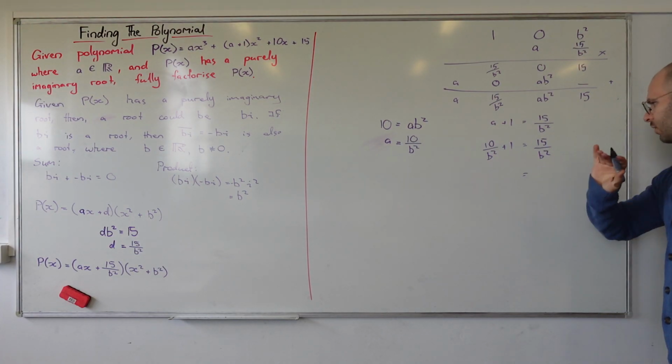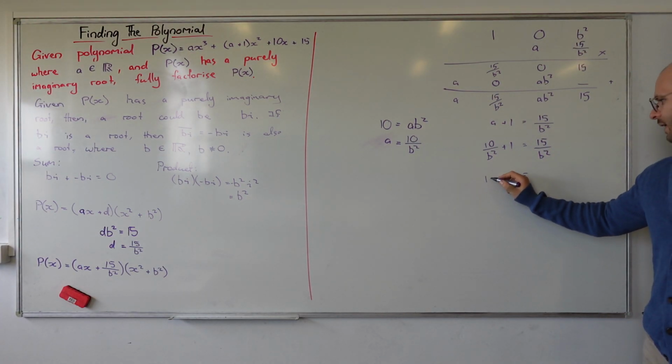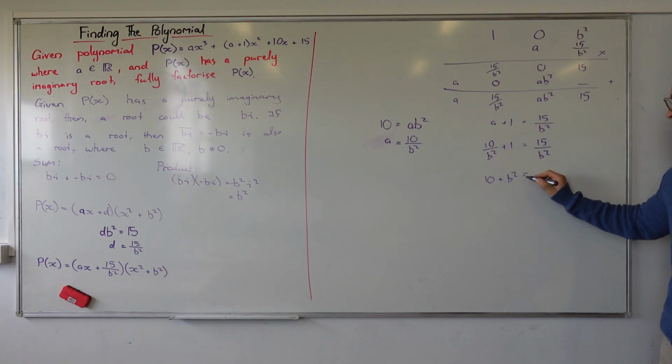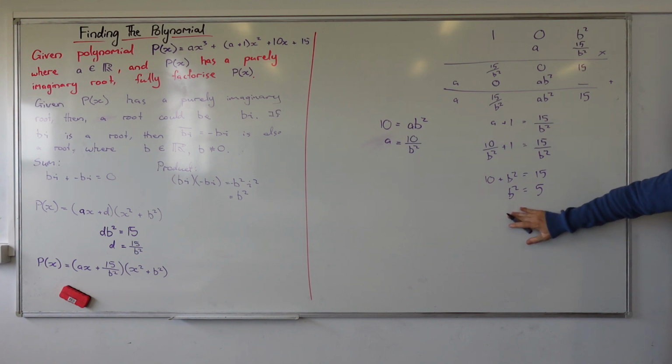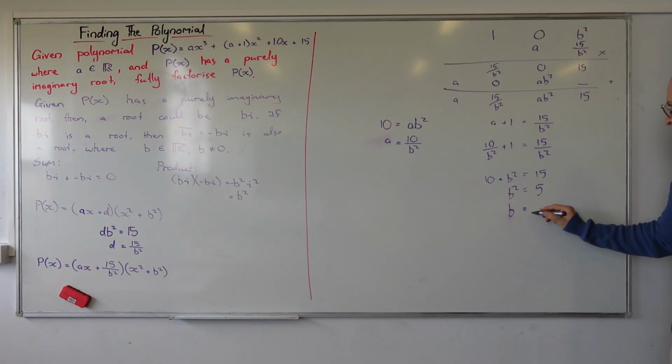We multiply both sides of the equation by b squared. We get 10 plus b squared equals 15. B squared is going to be 5, hence, that's not a good b. B is going to be plus or minus root 5.